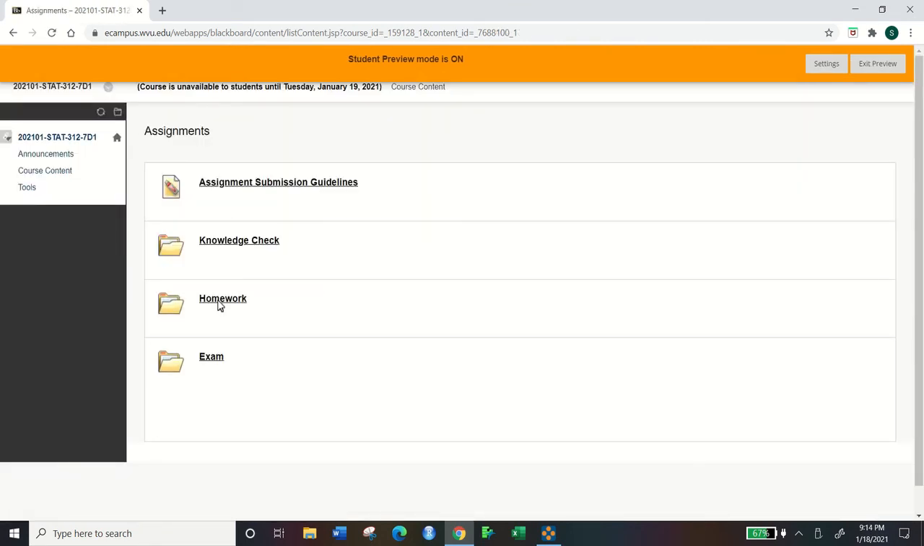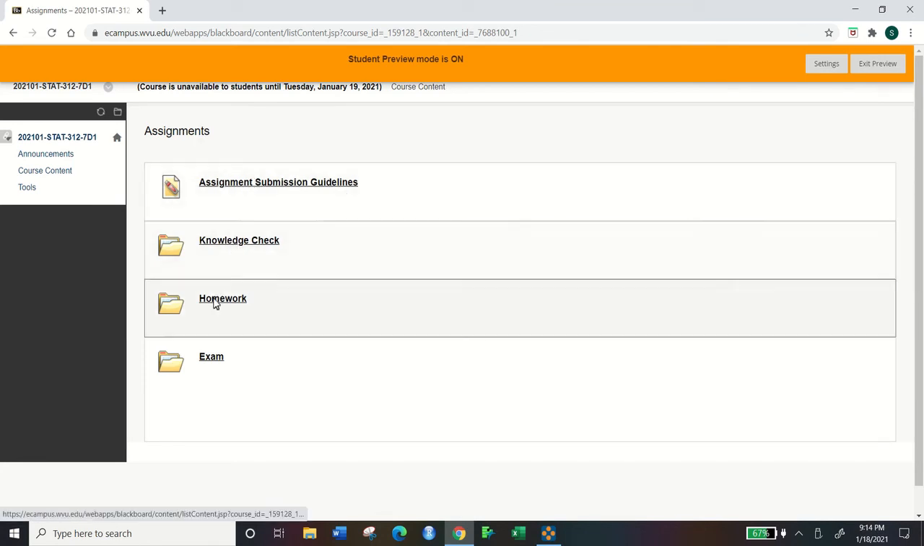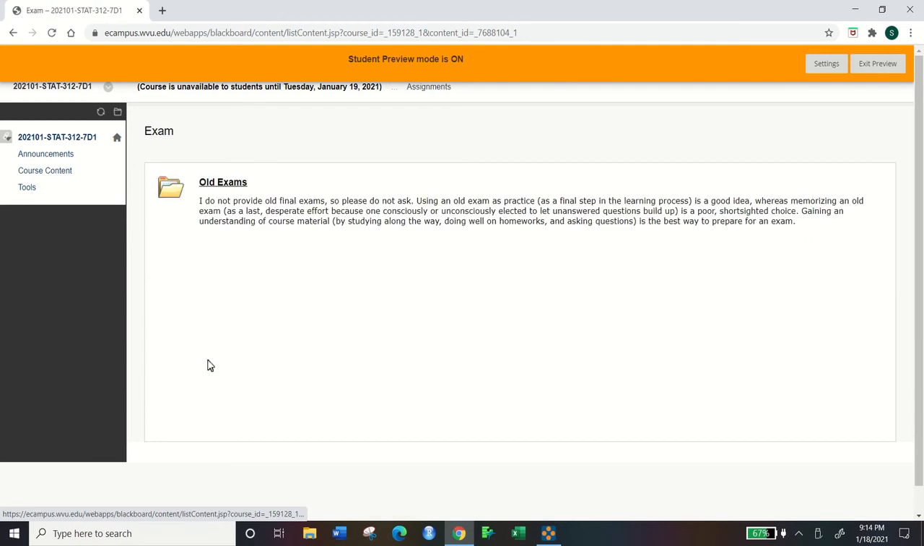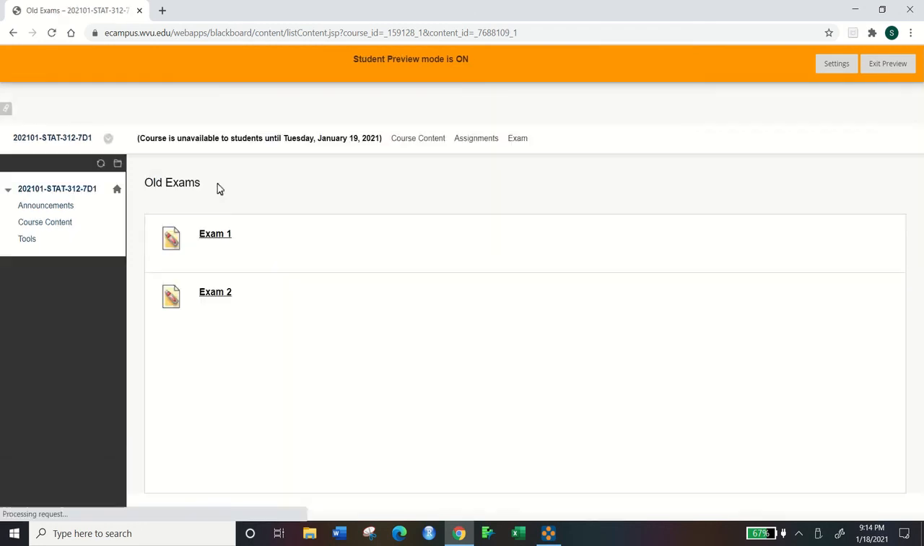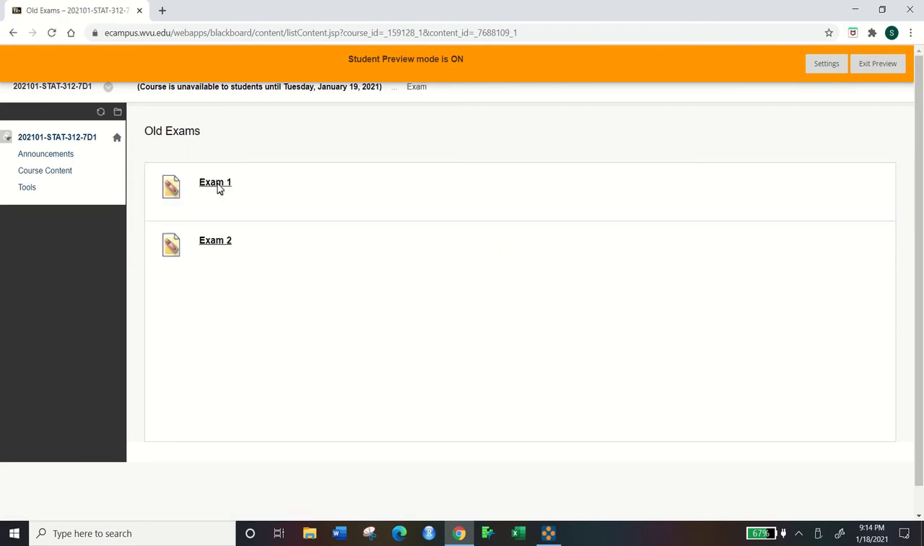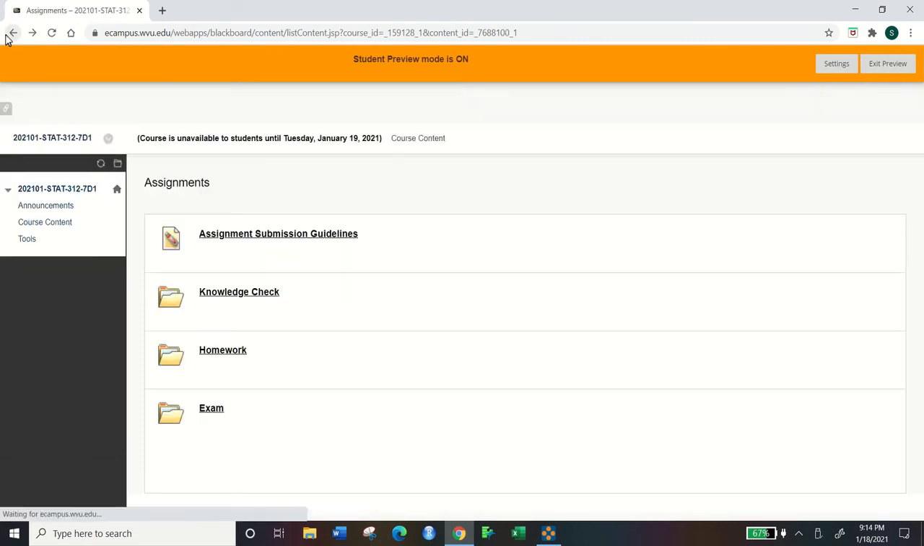All right, so under assignments, you'll see the assignment submission guidelines, knowledge check, homework, and exam. For the exam, obviously, since we are not at the exam time, no exam is posted, but I have given you old exams to practice with. I do not give you an old final exam, but I do give you an old exam 1 and an old exam 2. I highly encourage you to use those to practice with as we get closer to the exams.